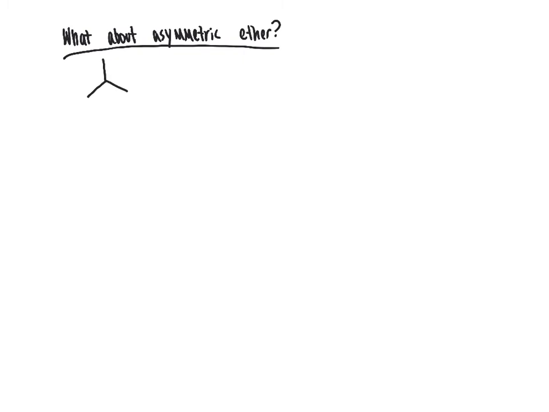Now, what would we do in this situation where we have an asymmetrical ether? Specifically, we have groups on each side that are different types of carbon. So for example, a secondary versus a tertiary carbon. We could do an isopropyl group on one side, a tert-butyl group on the other.